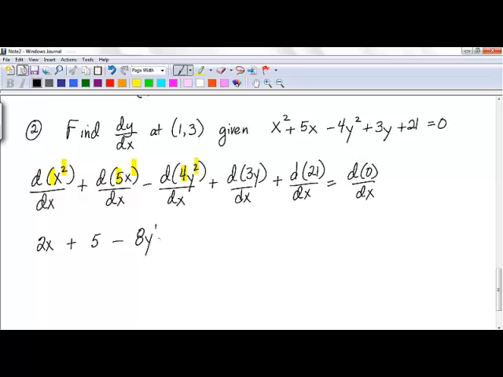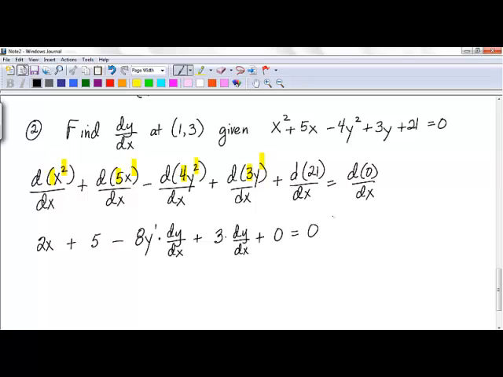Every time you take the derivative of a y term, you're going to have that extra dy over dx, because it involves the chain rule. Plus, here's another y term. So you take the exponent times the number in front, which is just going to be 3, and then y to the 0, which is just 1. And since it's a y term, you're going to have that extra dy over dx. Plus, what's the derivative of any constant? 0. And the derivative of 0? 0.